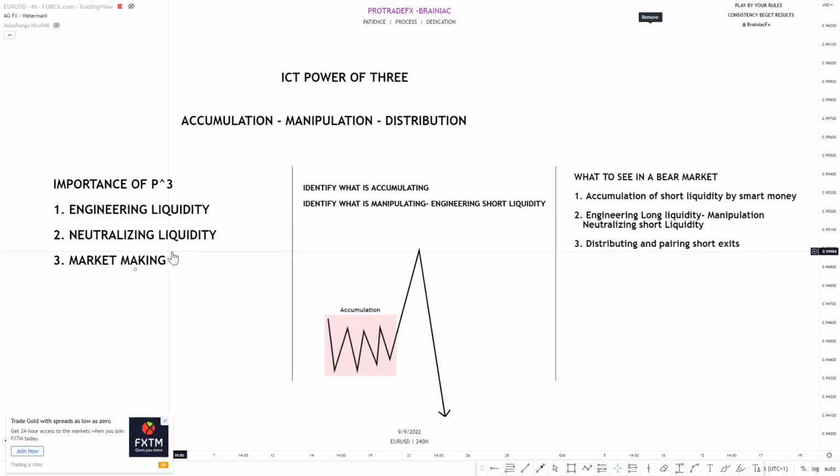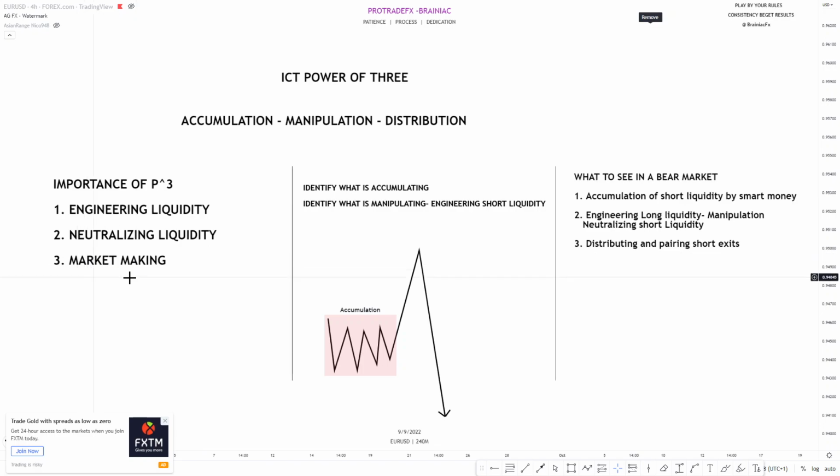And how do they neutralize? So what happens before neutralizing of the liquidity? Neutralizing liquidity means price finds its way to take out retail stops, to take out a lot of stops in the market, either your old lows, your sell stops, your buy stops. That liquidity has been neutralized by the smart money, right? So market making and pairing.